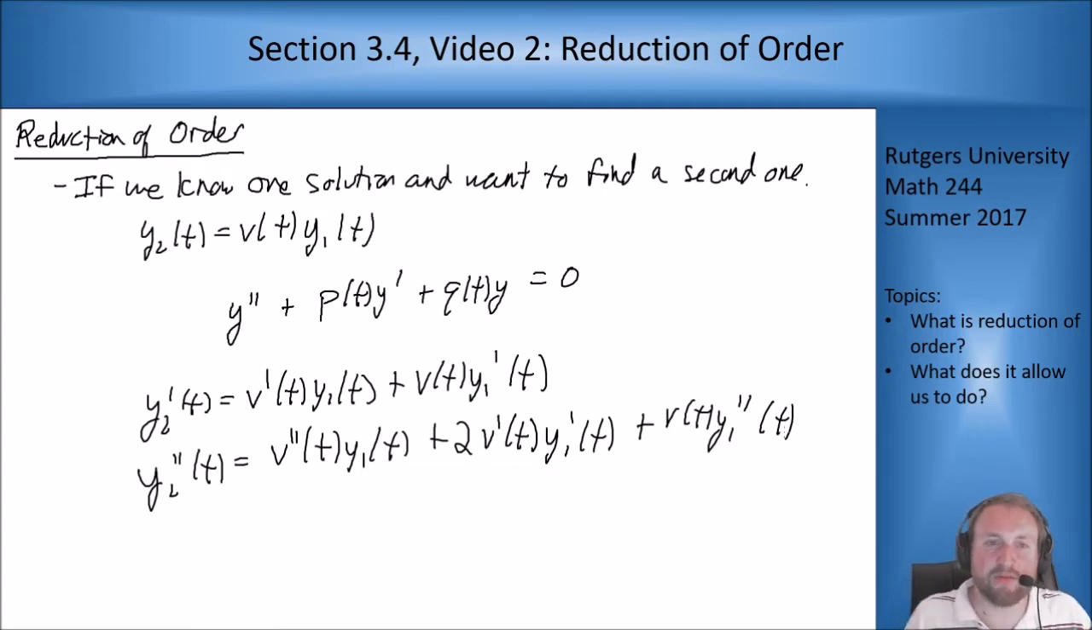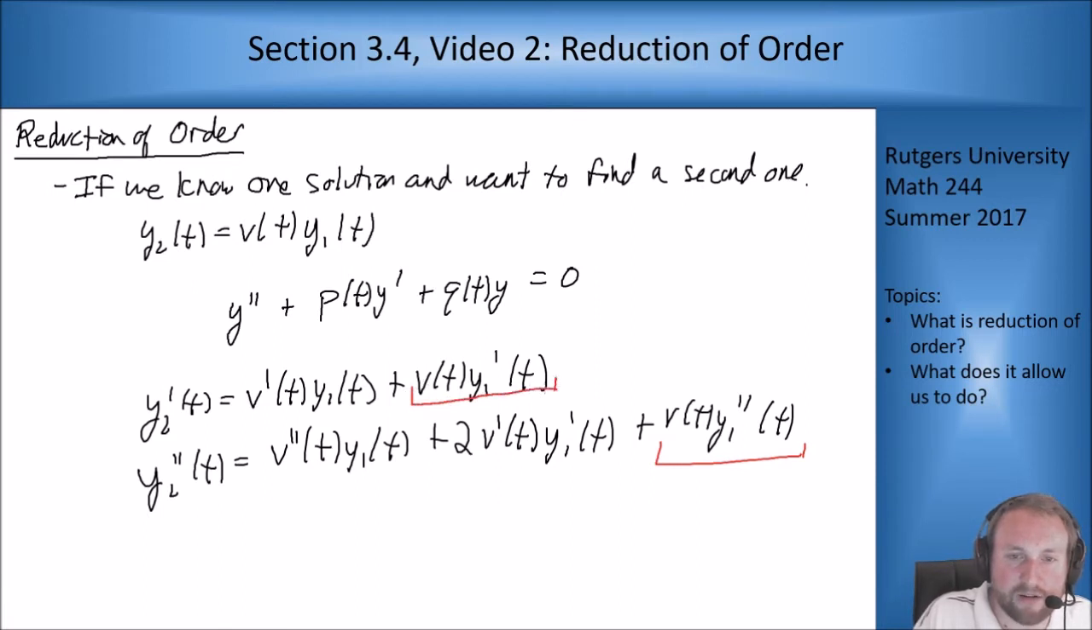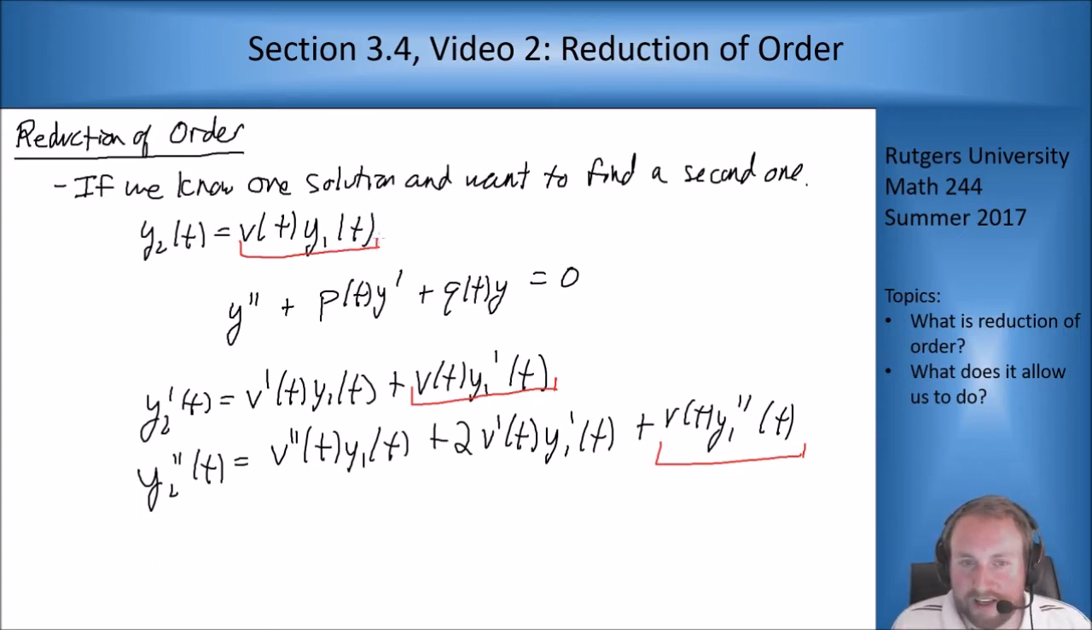But let me point out some terms that are going to be important. This whole thing's linear, so I can plug in the terms one at a time and see what happens. What happens if I put this term in for y double prime, this term in for y prime, and this one in for y? They all have v of t in them, so I can pull the v of t out the front. What I'm left with is y1 double prime plus p of t y1 prime plus q of t y1. But I know that's 0 because y1 solves my equation.